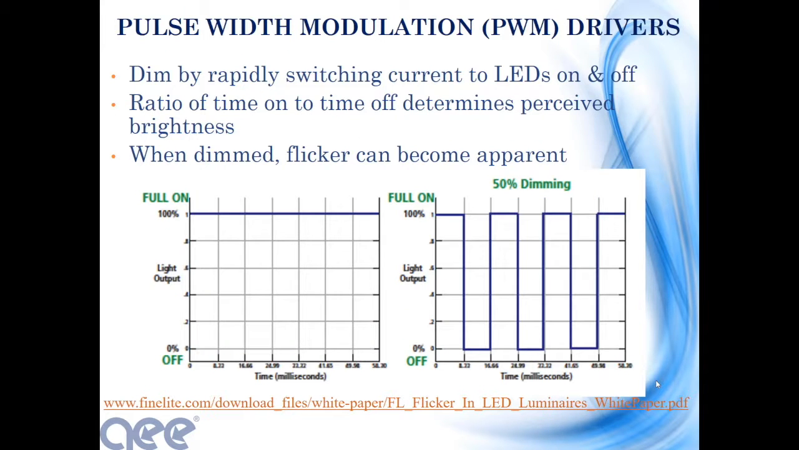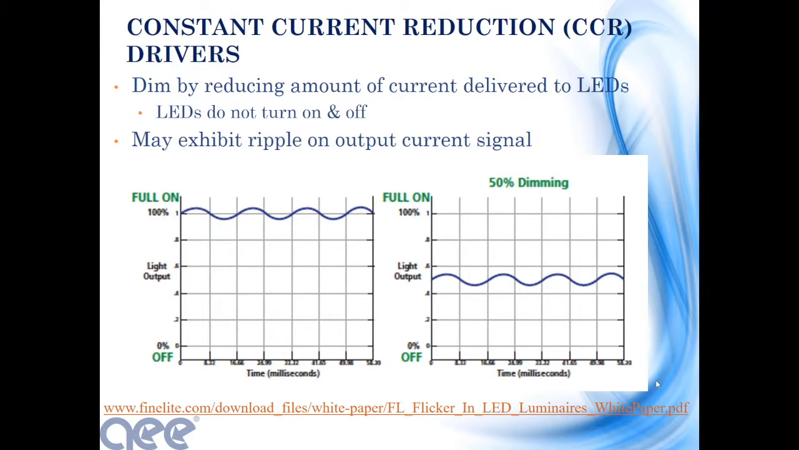The pulse width modulation drivers dim by rapidly switching the current to the LEDs on and off. The ratio of the time on to the time off determines the perceived brightness. When they're dimmed, flicker can become apparent. The other type we have is a constant current driver. We dim that by reducing the amount of current delivered to the LEDs. The LEDs do not turn off and on. We may see ripple on the output current signal that's there, whether it's full on or whether it's dimmed.